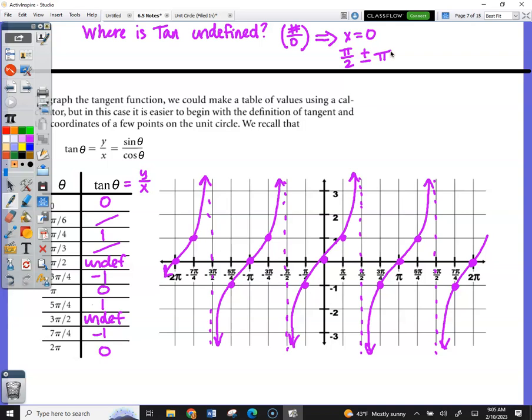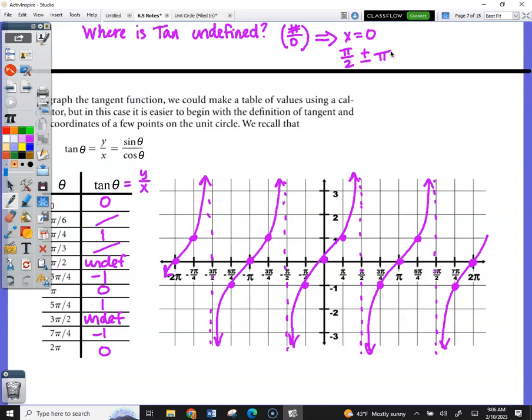Where's tangent 1? Well, the only way to divide two numbers and get 1 is if the numbers are the same, right? What part of the unit circle has the same x and y values? The 45 degree markers, right? Pi over 4. So basically, where's tangent 1? Any 45 or pi over 4 radian.